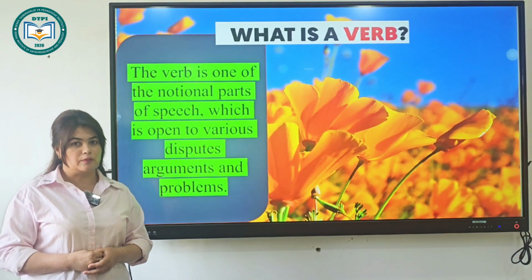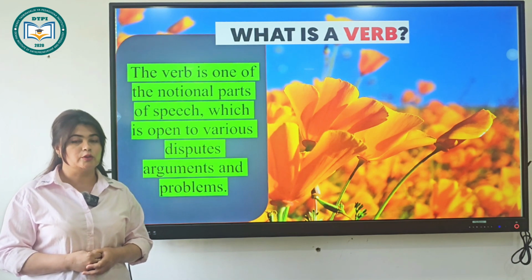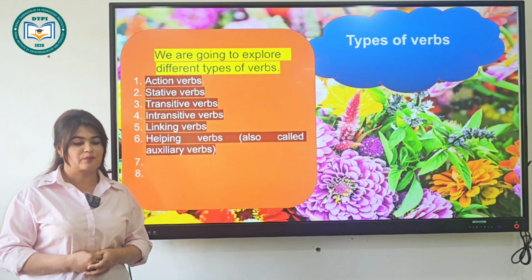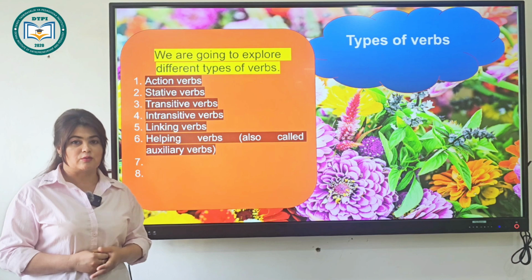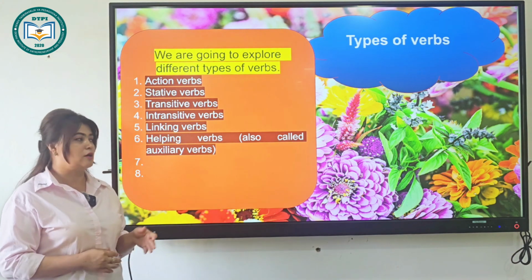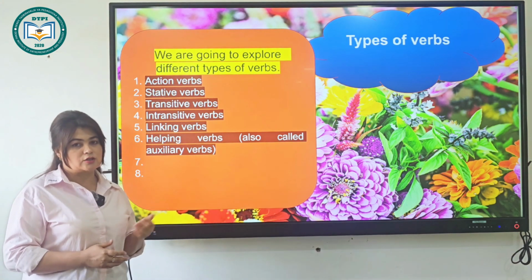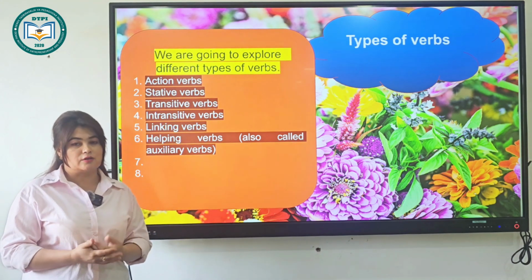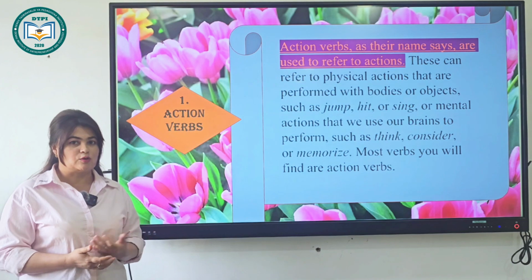So, what is a verb? Verb is one of the notional parts of speech which is open to different disputes, arguments, and problems. So there are different types of verbs in the English language. They are stative verbs, action verbs, transitive verbs, intransitive verbs, and others. Now we will discuss them turn by turn.